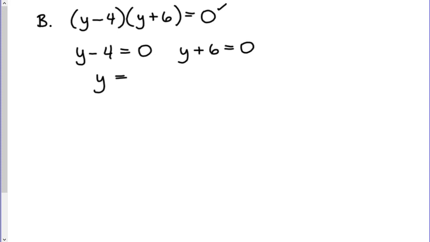So if I add 4 to both sides here, I get positive 4 as one answer, and then if I subtract 6 from both sides, I get negative 6 as my other answer. So if it's factored and set to 0, then you don't need to do anything other than set your factors to 0. However, you'll run into, on occasion, a situation like this.